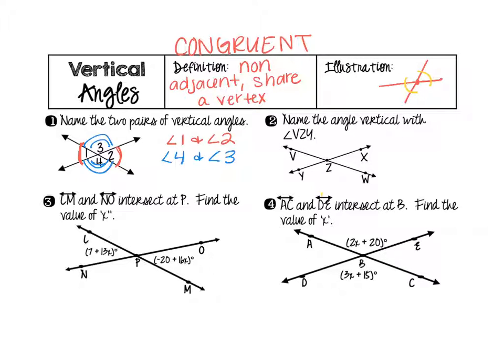Number 2 wants the angle vertical with VZY, which is this angle right here. So I'm looking for the angle that's directly across from it. So that would be XZW. Now number 3 and number 4 are similar to the examples on the other slides with complementary and supplementary. So I want you to try those on your own, and then we will go over them. Remember that each one is only asking you to find the value of x.